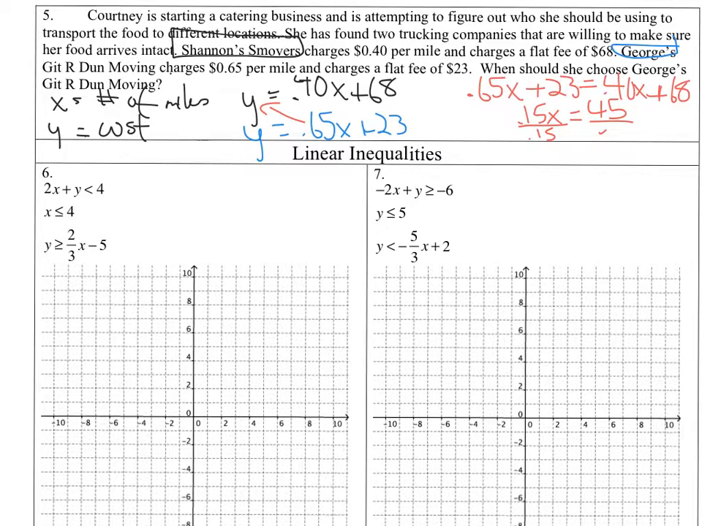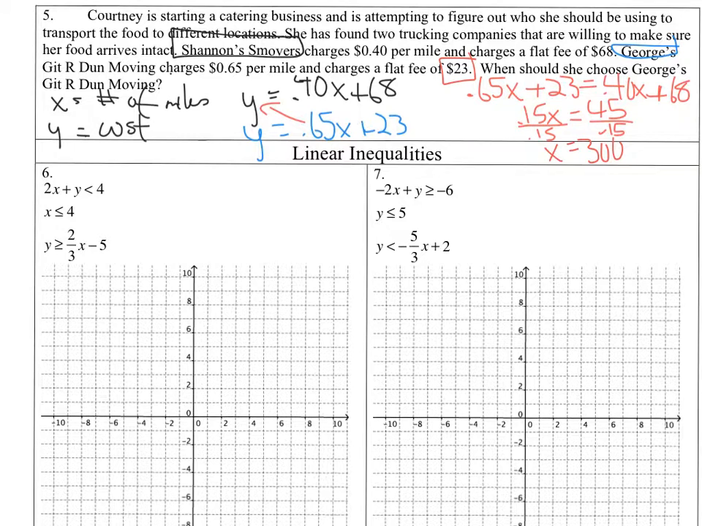Divide by 0.15. And using my magical calculator brain, I will figure out that that is 300. So at 300 miles, they are equal. At less than 300 miles, George's is better. And I say that because he starts at $23. So less than 300 miles, I will be paying less money.